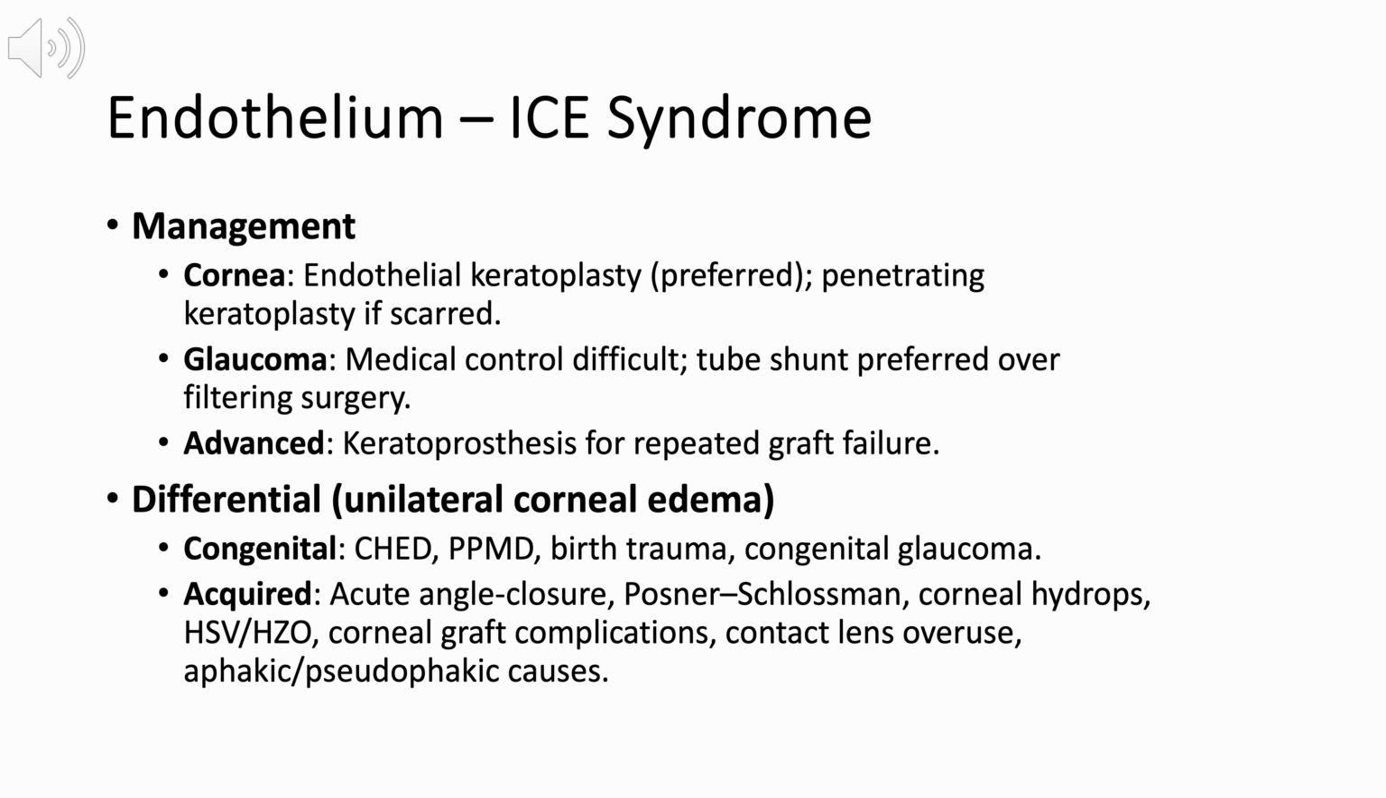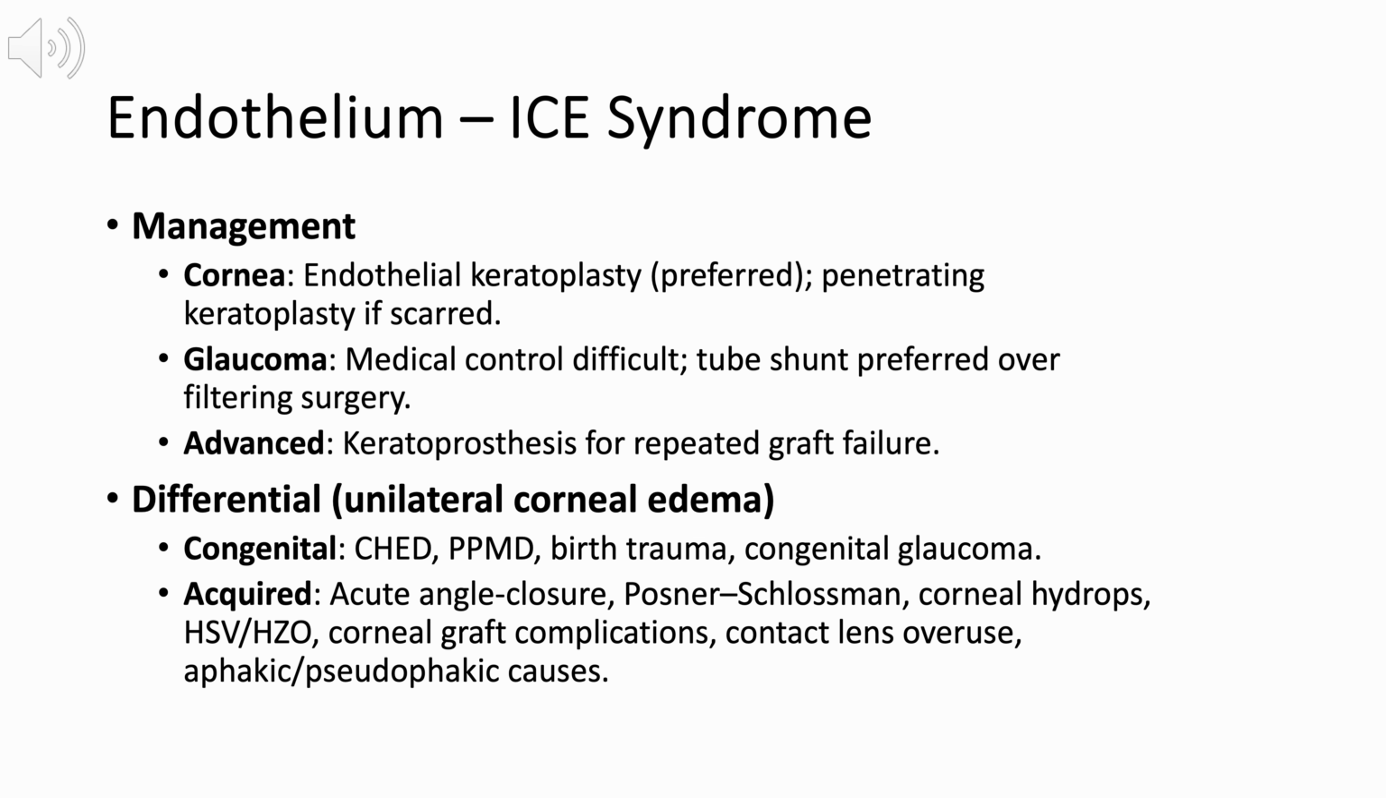Management of ICE syndrome depends on the ocular structures involved. For corneal disease, endothelial keratoplasty is preferred. In cases where the cornea is scarred, penetrating keratoplasty may be required. For associated glaucoma, medical control is often difficult, and a tube shunt is generally preferred over filtering surgery. In advanced cases, particularly when there is repeated graft failure, a keratoprosthesis may be considered.